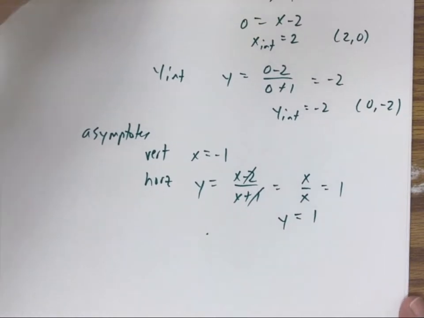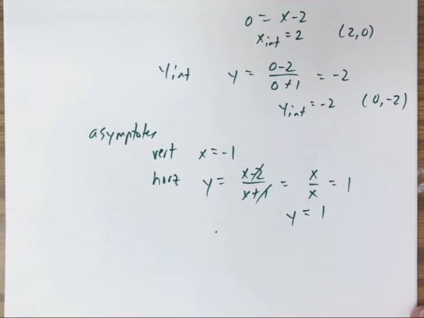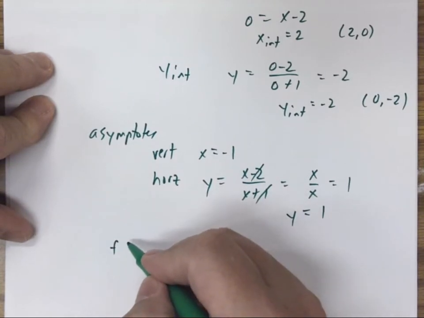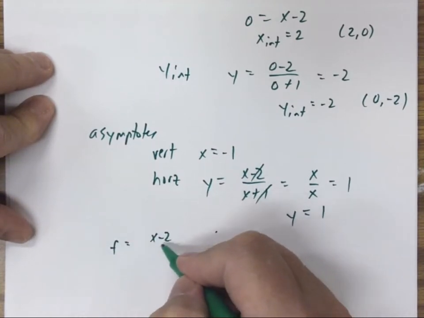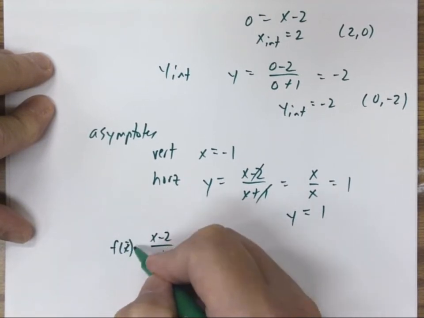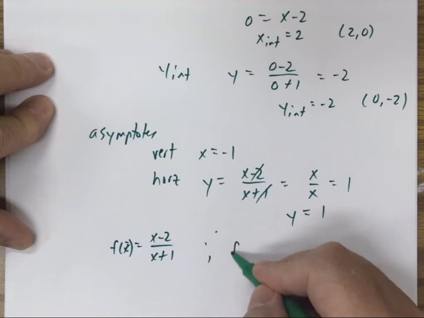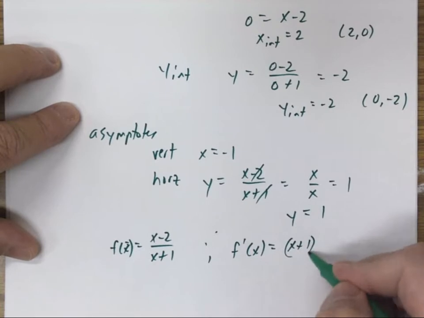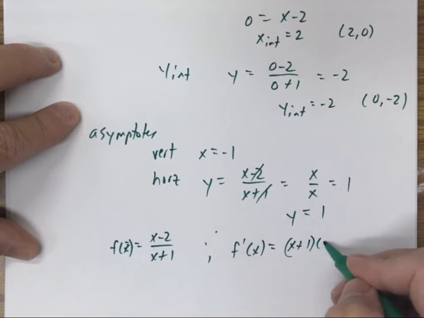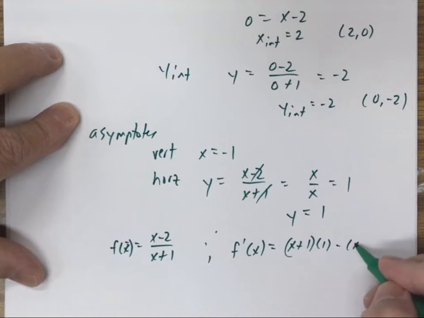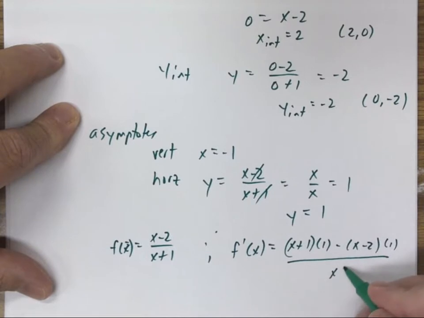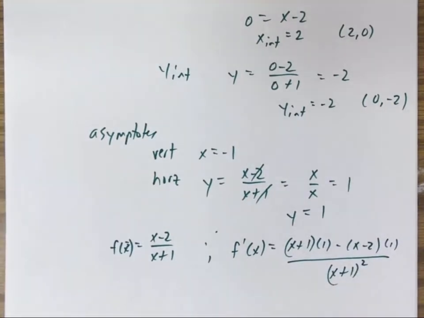First derivative tells us we go find critical points, and then it tells us whether the graph is increasing or decreasing in the regions. So let me write down the original function. First derivative, I have to use a quotient rule, right? Whatever's in the bottom, derivative of the top is just 1, minus the top times derivative of the bottom, which is 1, over the bottom squared.